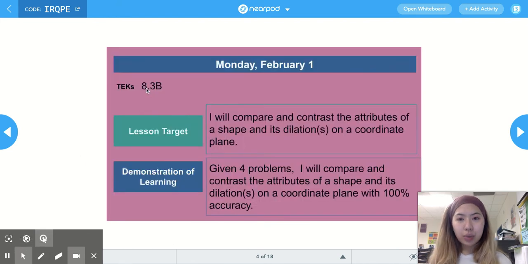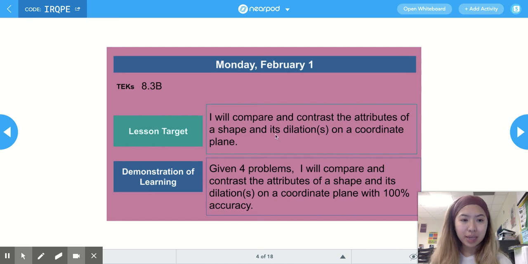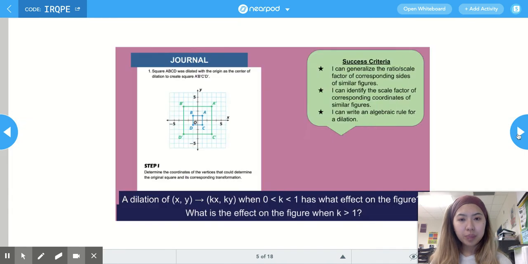Today's TEK is 8.3b, and we will compare and contrast the attributes of a shape and its dilation on a coordinate plane, and our DOL is given 4 problems. I will compare and contrast the attributes of a shape and its dilation on a coordinate plane with 100% accuracy.